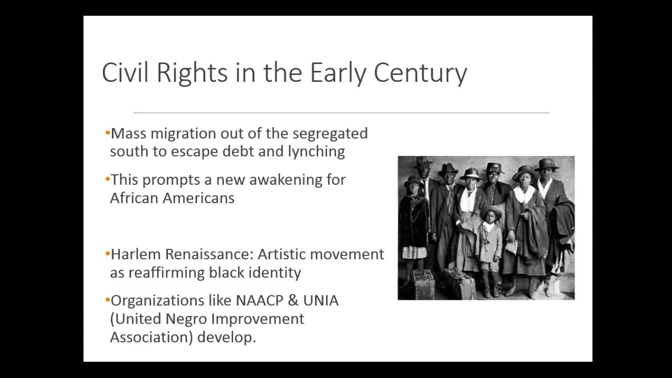The NAACP in particular will take a legal approach, working to bring down Plessy versus Ferguson. In part because of the NAACP and the UNIA, we will see a series of cases brought to the Supreme Court in the 1930s, 1940s, and 1950s that will be slowly chipping away at separate but equal, but not really getting there.